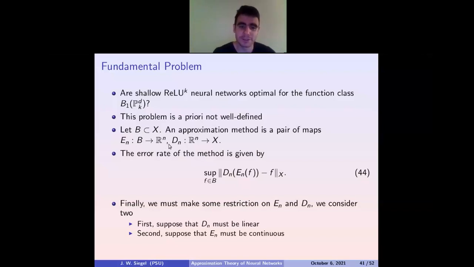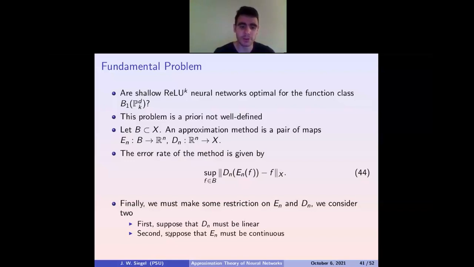So, just mathematically, you have to put some restrictions there, and what restrictions you place determine what types of approximation methods you're studying, right? So we're going to consider two different restrictions on En and Dn, and show that with those restrictions, you cannot do better than shallow neural networks on this convex hull, right? So that's what we then mean by that. That's our notion of optimality.